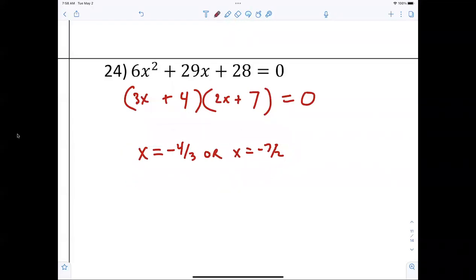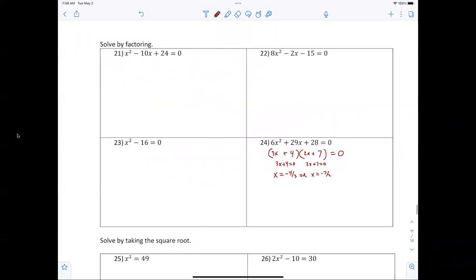Because after you factor, you set the factors equal to 0. So you would say 3x plus 4 equals 0, 2x plus 7 equals 0. And of course, there is no explanation for solving those. Anybody have any questions with that? All right, so let me see if there's anything else more challenging.